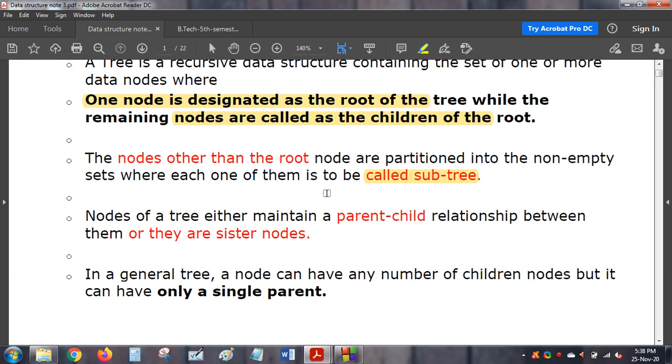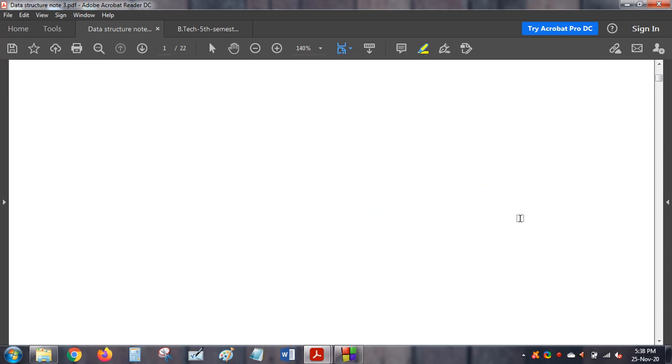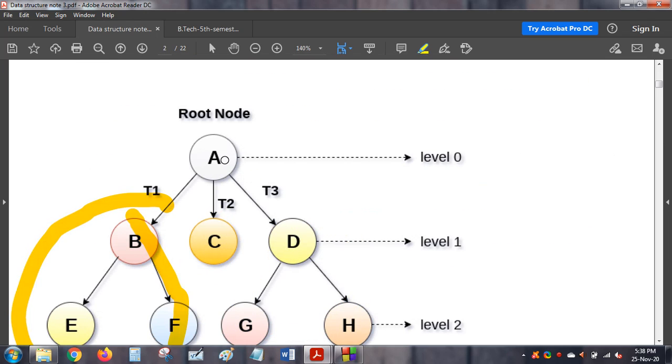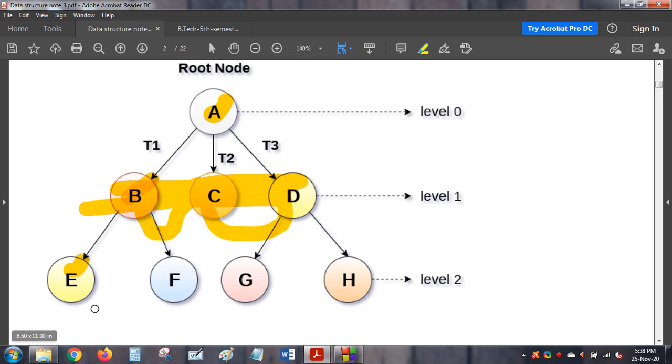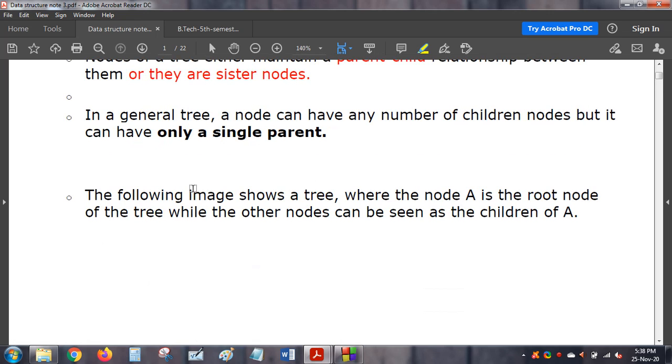Nodes of the children either maintain a parent-child relationship or they are sister nodes. In this case, A and B are parent and child, B and E are parent and child, whereas B, C, D are sisters. So this is what we mean by parent-child and sister nodes.